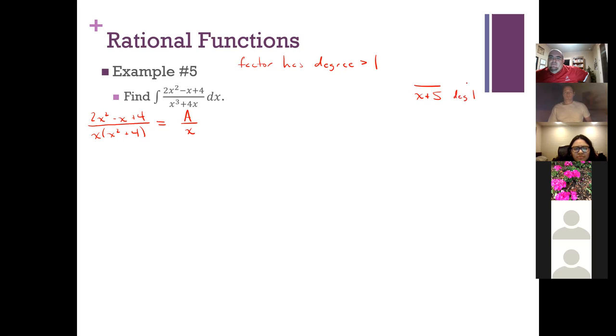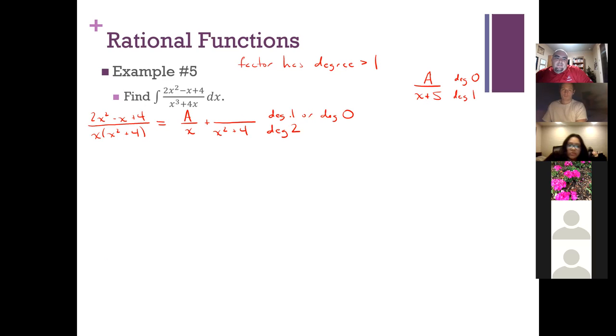So this is degree one. Zero. This one has to be degree zero. And degree zero means no variables, just constants. So in this case, we're going to have x squared plus 4. This is degree 2. So what degree could the numerator have? One or zero? Yeah, it could be degree 1 or degree 0.